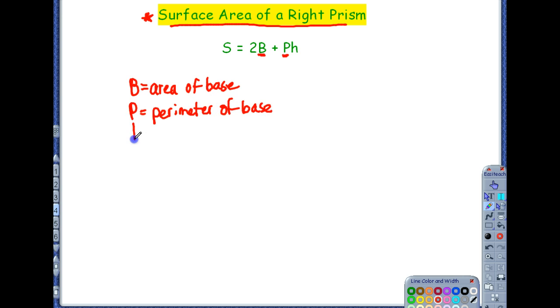And what's the H stand for? The H represents just the height, the height of the prism. I'm stressing that because you sometimes will have a height of the base. It's not the same as the height of the prism.